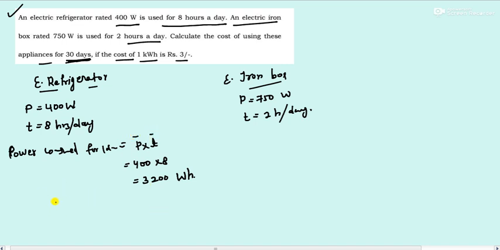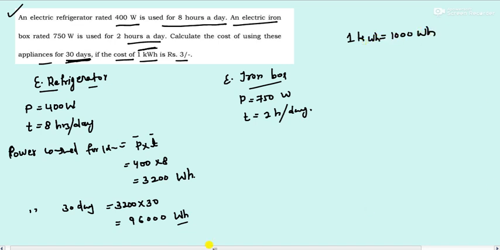Now we need for 30 days. For 30 days, this power consumption is 3200 into 30. If you do, this is 000, 3 2s are 6, 3 3s are 9, 96000 watt hour. But they have given in kilowatt hour, so you should know 1 kilowatt is 1000 watt hour, that's all. So instead of this you can write 96 kilowatt hour. Okay, so this much energy is used by this refrigerator in 30 days.